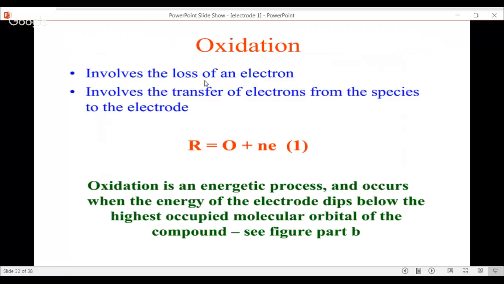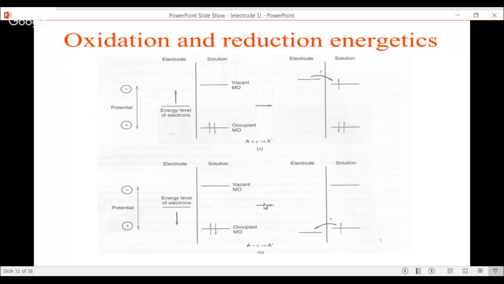Oxidation involves the loss of an electron, the transfer of electrons from the species to the electrode, giving rise to an oxidized species plus one electron. Oxidation is an energetic process and occurs when the energy of the electrode dips below the highest occupied molecular orbital of the compound. See figure B. Okay.